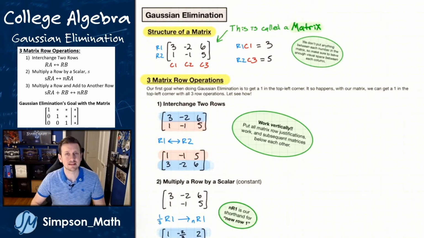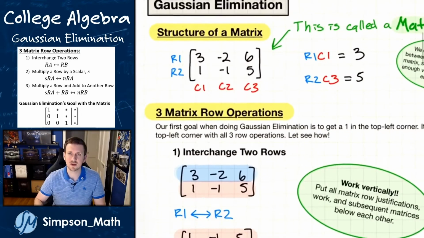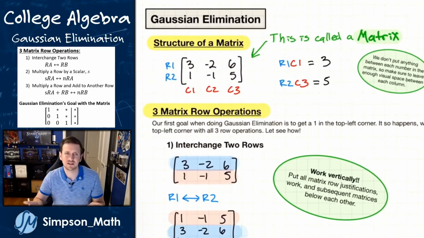First, let's take a look at what in the world a matrix actually is. You can think of a matrix as kind of just a mathematical table. We have rows, and then we have columns. And we start numbering these rows and columns starting in this top left-hand corner.